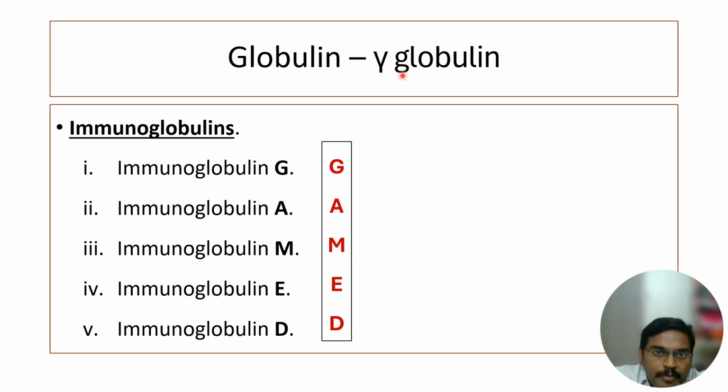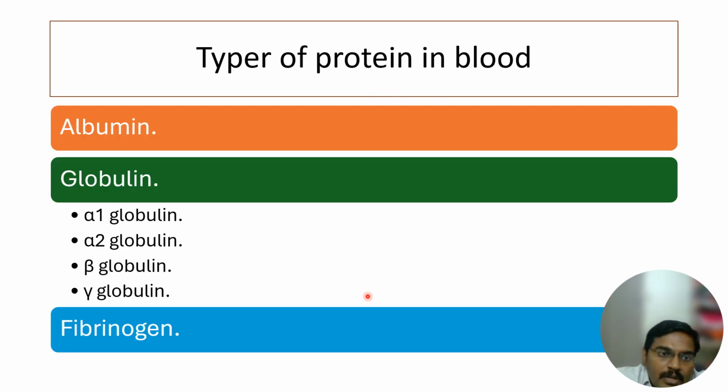Remember, gamma globulin is produced by plasma cells. It is not produced by the liver. And they are not glycoproteins; they are proteins. The immunoglobulins are IgG, IgA, IgM, IgE, and IgD. So these are the immunoglobulins present in the gamma globulin. So we have seen albumin and globulins.